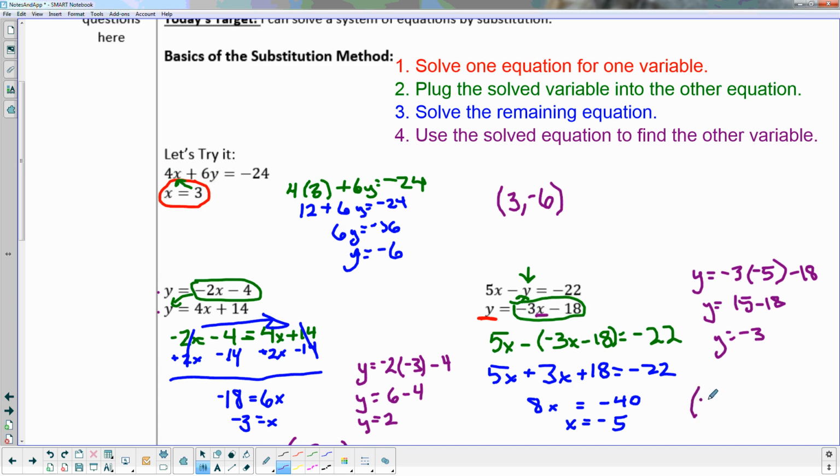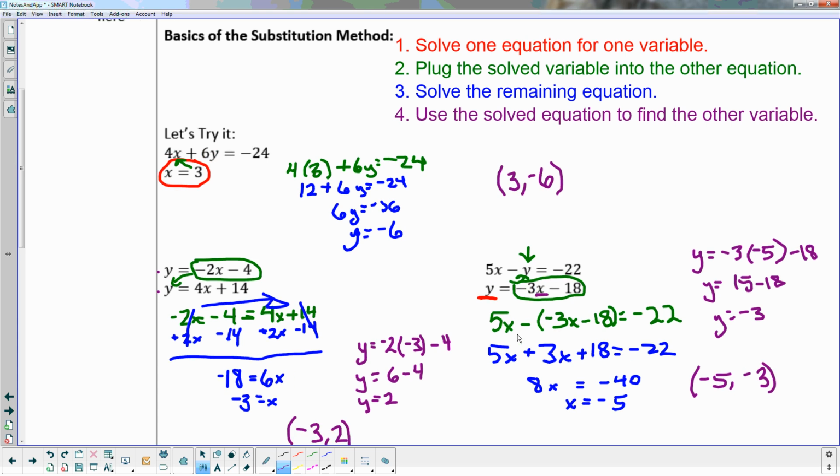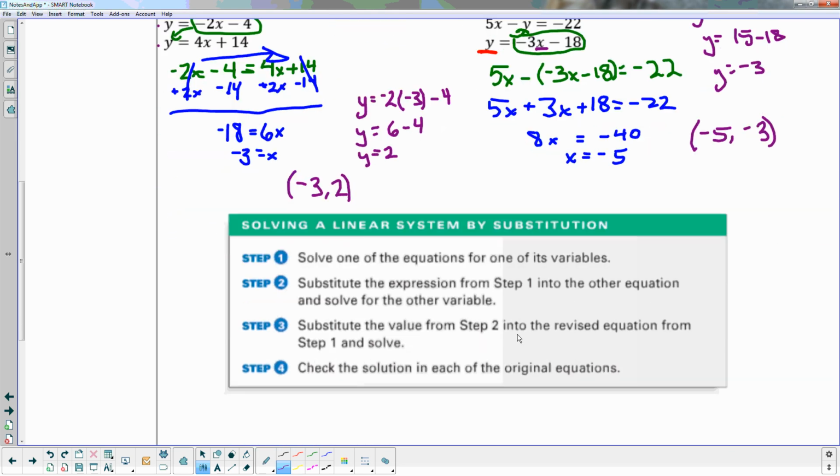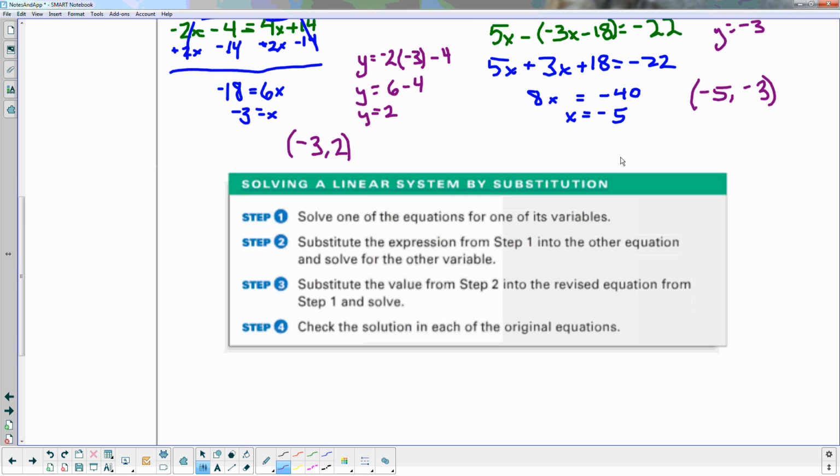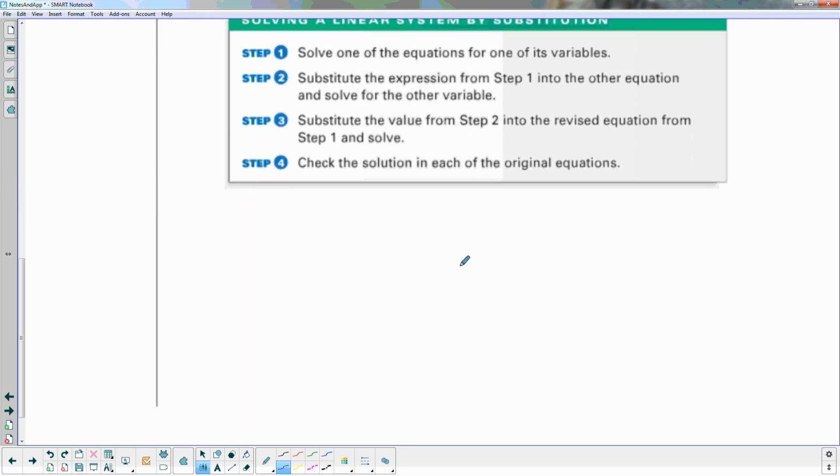So our answer, negative 5, negative 3. That's where those two lines cross. Okay. Right here is just another graphic, another description of how to do it. It's in a little bit more complicated verbiage, but it still works. And they do it in a slightly different 4 steps, where step 4 is actually check the solution by plugging those values in. I'm not stressed about that right now. Okay, let's go ahead and look at the next page.